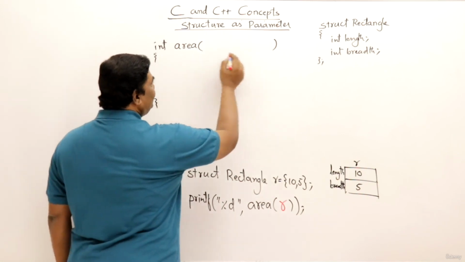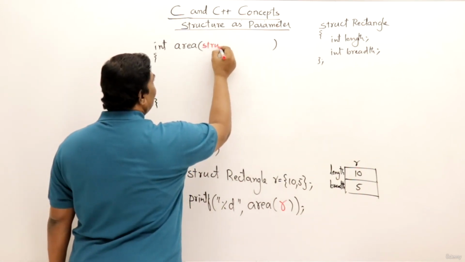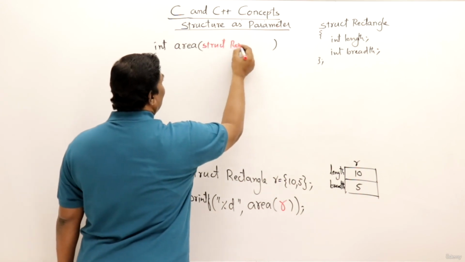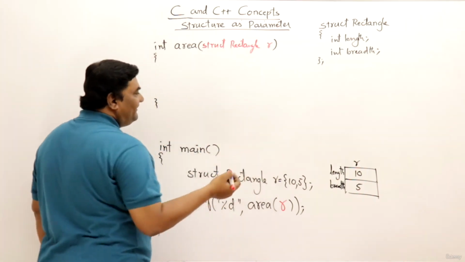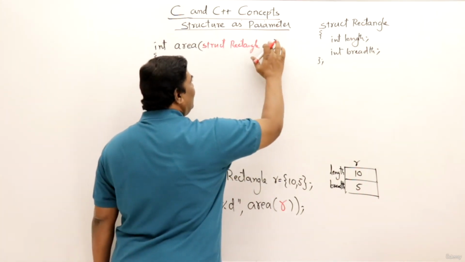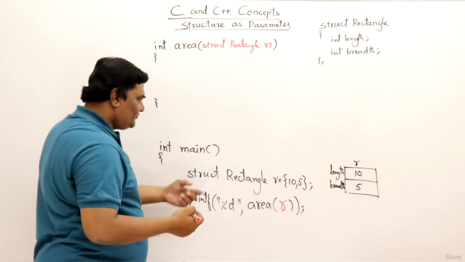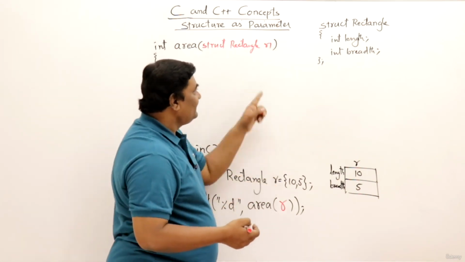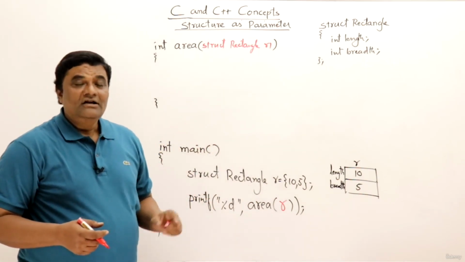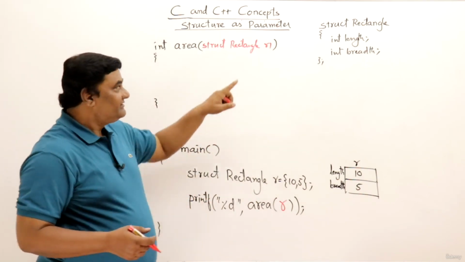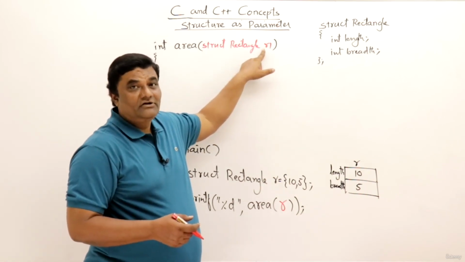Now what should be the parameter type of this one? The argument type should be struct rectangle R. This is called by value. So instead of R, I will say R1, just a change of names. You should not feel that they are the same. This variable is different, that variable is different. So I have taken the parameter as R1. Now that is called by value because here I did not write any asterisk or ampersand.